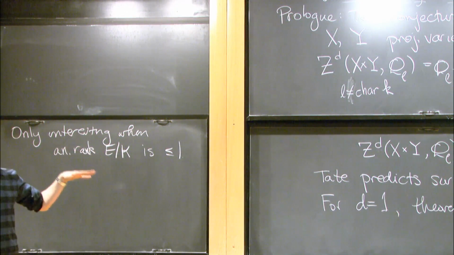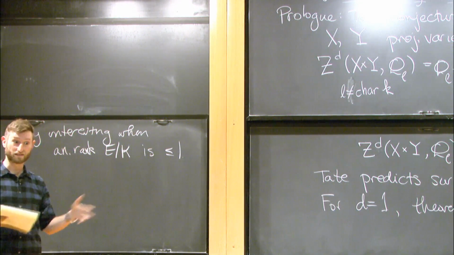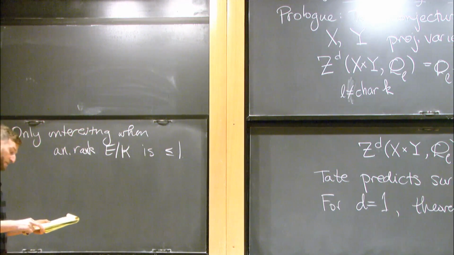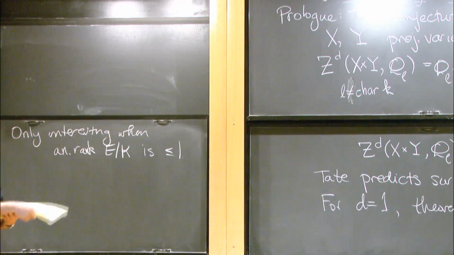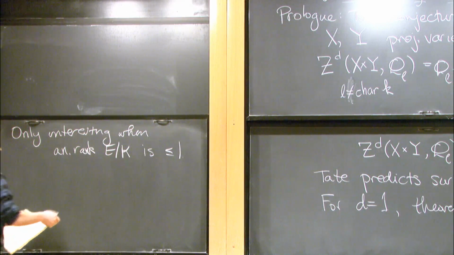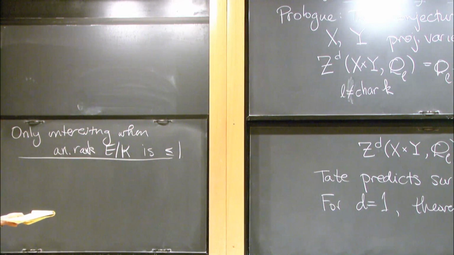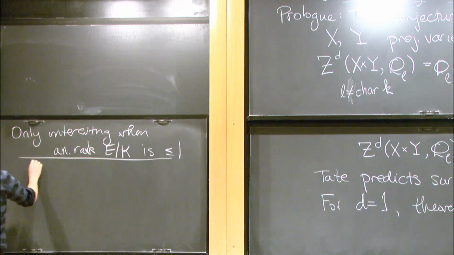Over number fields, I have no idea what that is. But over function fields, we have some idea of what that is. It's what this talk is going to be about. So I'm going to switch gears. Now we're going to talk about function fields. So let's start. Questions so far? Tate's conjecture? OK.